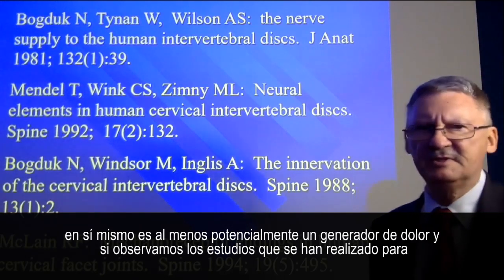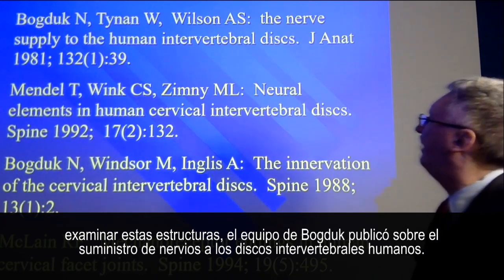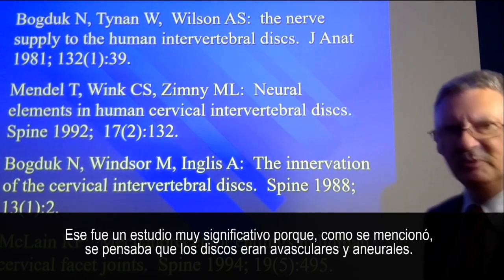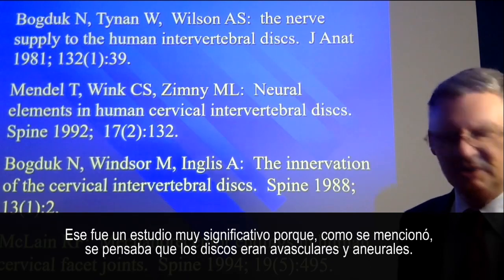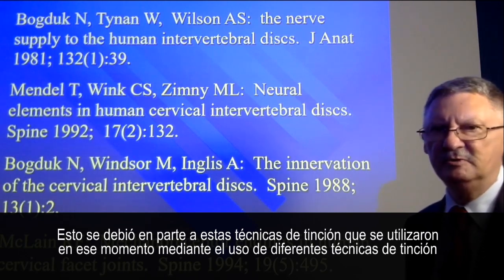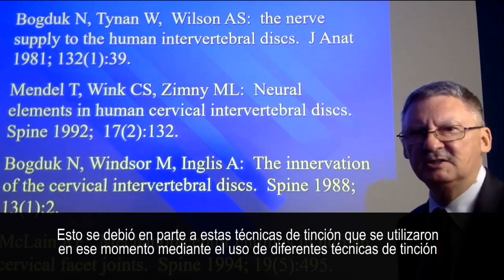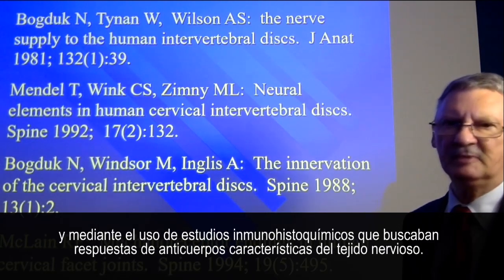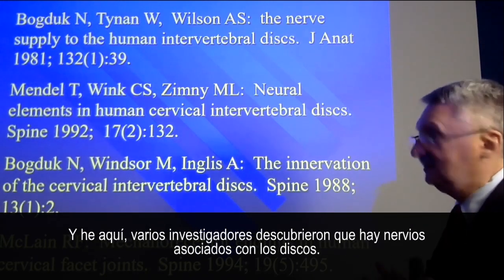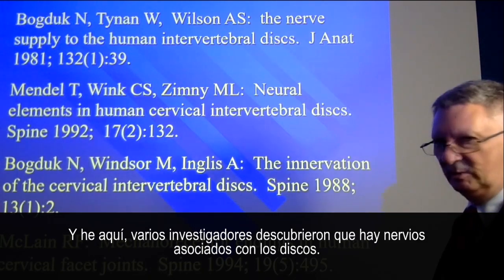And if we look at the studies that have been done examining these structures, Bogduk's team published on the nerve supply to the human intervertebral discs. That was a very significant study because, as mentioned, it was thought that the discs were avascular and aneural. This was in part due to the staining techniques that were used at the time. By using different staining techniques and by using immunohistochemical studies looking for antibody responses characteristic of nerve tissue, lo and behold, a number of investigators found that there are nerves associated with the discs.